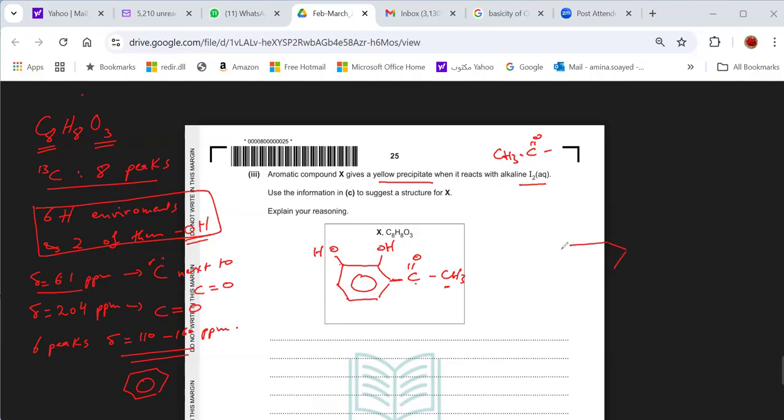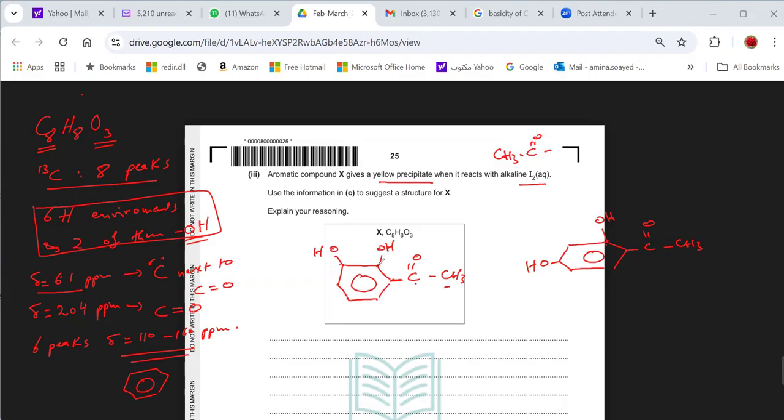Now, what if I draw it in this way? C double bond O, CH3, and I put the OH here, for example, and here. So now will we get 8 carbon environments? Are we going to get it? 1, 2, 3, 4, 5. This is between the 2 COH, 6, 7, and 8. So we also can get 8 carbon environments. Here we can get 8, and here we can get 8.